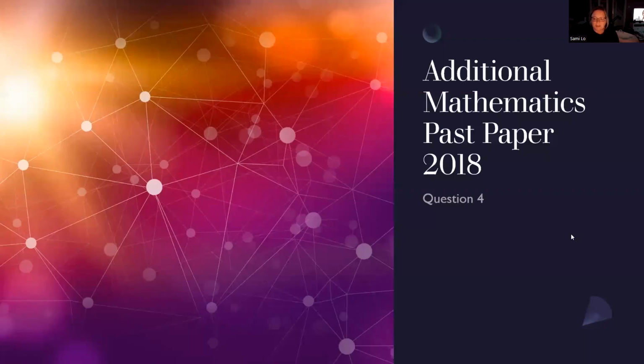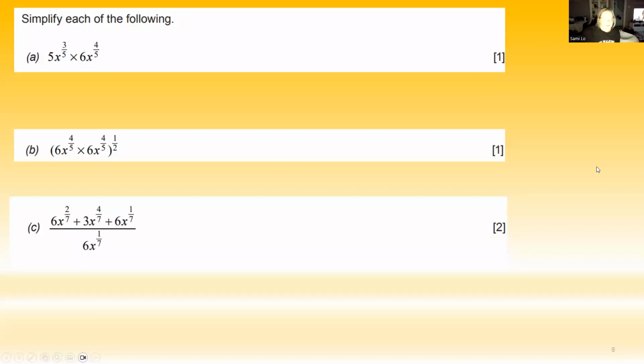This is the additional maths paper 2018, and we're looking at question 4. So question 4, to start off with, we've got indices. Remembering your indice rules, when you're timesing the variables before, we just times them as normal. So 5 times 6 gives us 30. And then we're adding the powers because we're multiplying. So essentially we're doing 3/5 plus 4/5, which is quite a nice one to do on this question. So that's lovely. Our final answer is 30x, and then it's the 7/5.